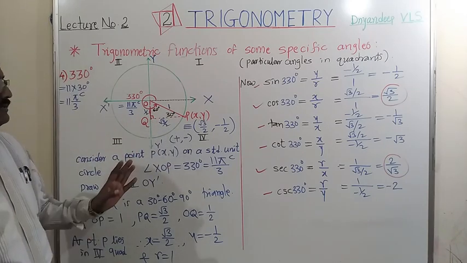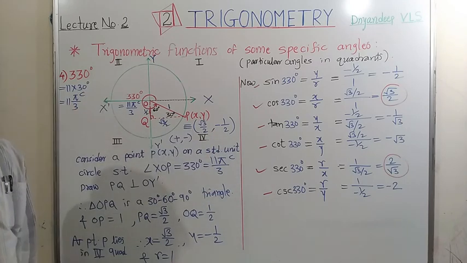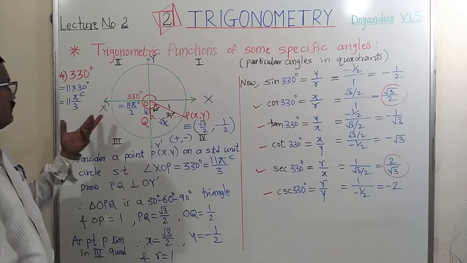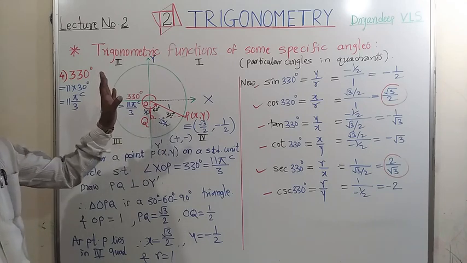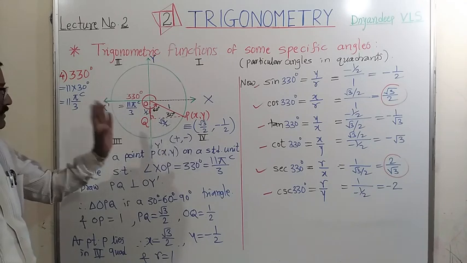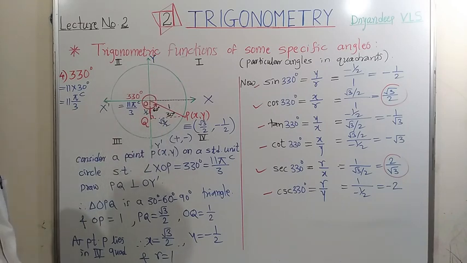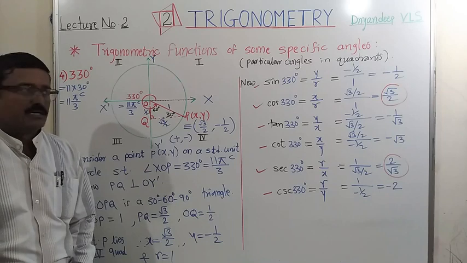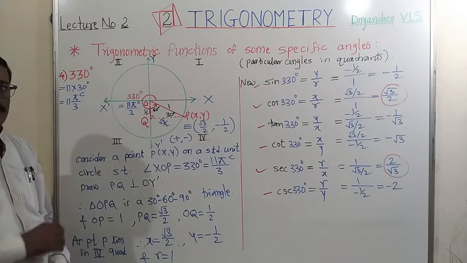So we have to follow this method to find all trigonometric functions of given specific angles in quadrants. There may be an angle like 330, so it will be here. For that also you can form a 30, 60, 90 triangle by drawing a perpendicular on either the x-axis or the y-axis. So I think this much is enough about trigonometric functions of some specific angles. Now if different angles are given, then you can follow the same method.